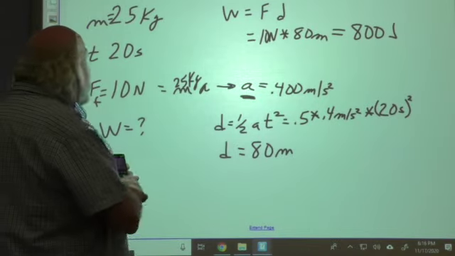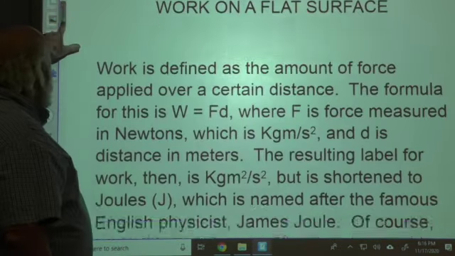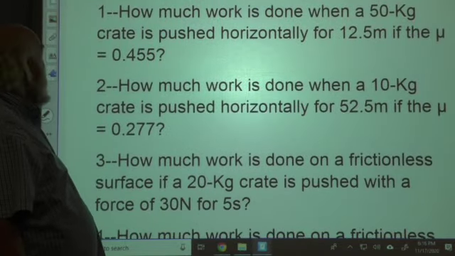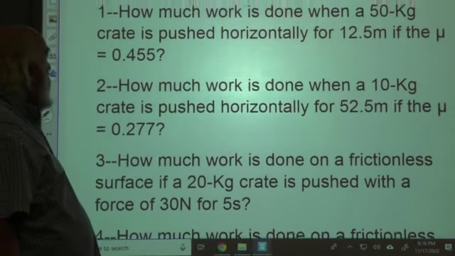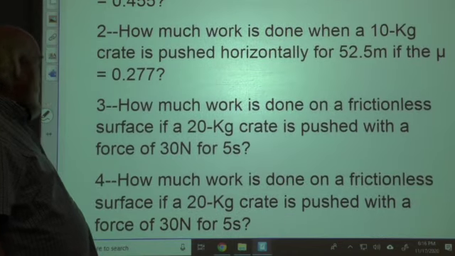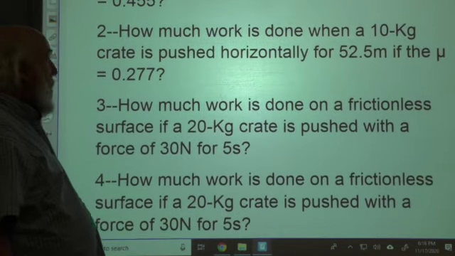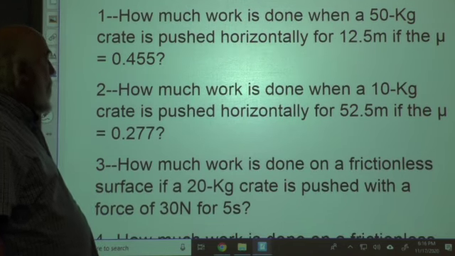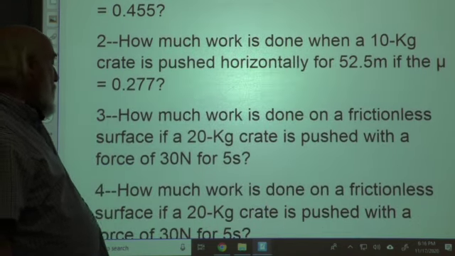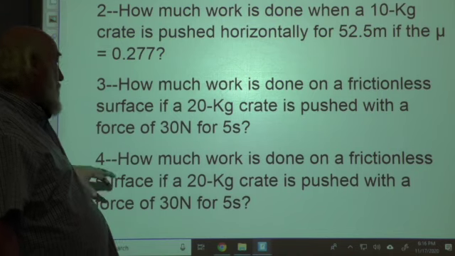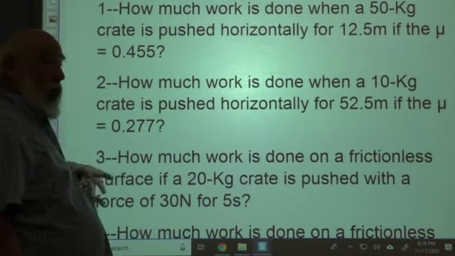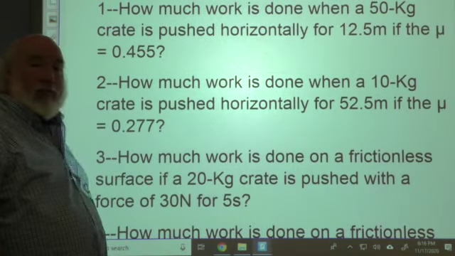All right, practice problems. Let's take a look at those real quick here. We have 4 of them. How much work, blah, blah, blah. It almost sounds like the same problem, but they're not. So take a look at your script or take a look at the video real close, or just pause it so you can see what we got here. I can do that all day long, it's fun. Anyway, good luck.